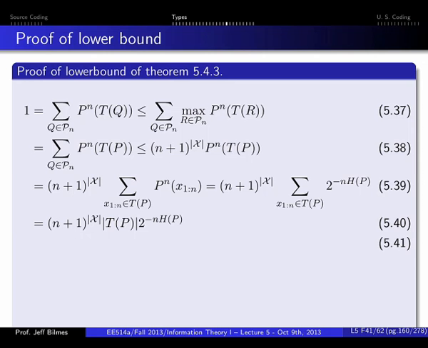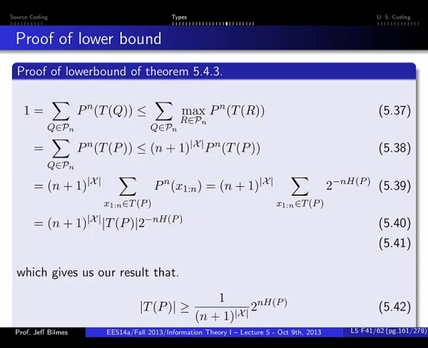We just have counting. We've sort of done counting twice, right? We've done counting here, an upper bound of the counting here, and we're doing counting again here. And then here's the probability. So what we're left with is this final result here. And so when we solve for the size of the type class, T of P, we get this lower bound.